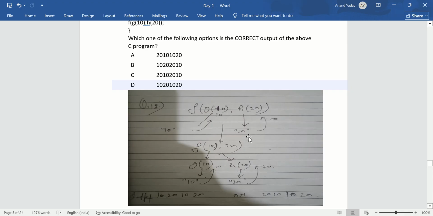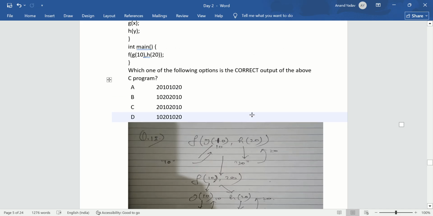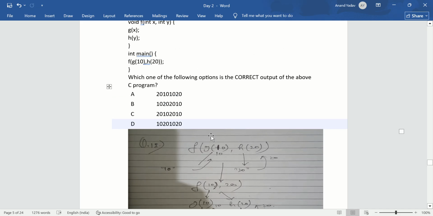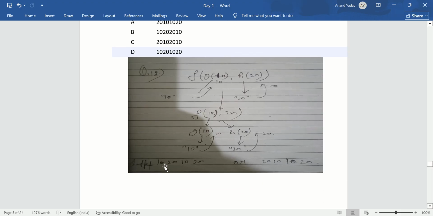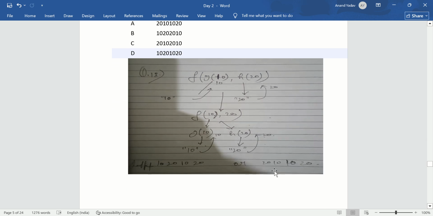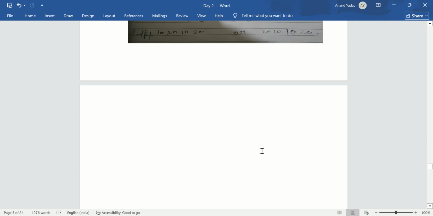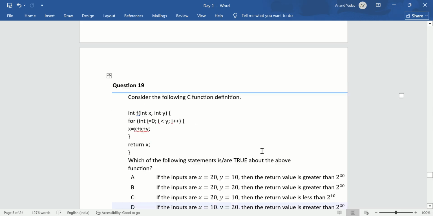First we call the g function and then the h function, and after calculating these, we put the values in the f function and then call g function and h function again. Then it will print 10 20 10 20 and 20 10 20 10 also.